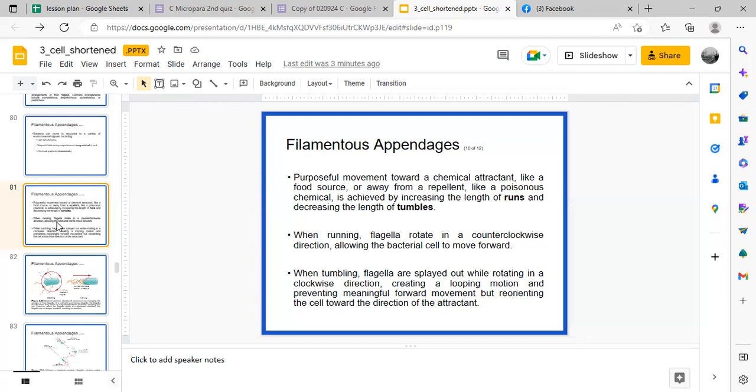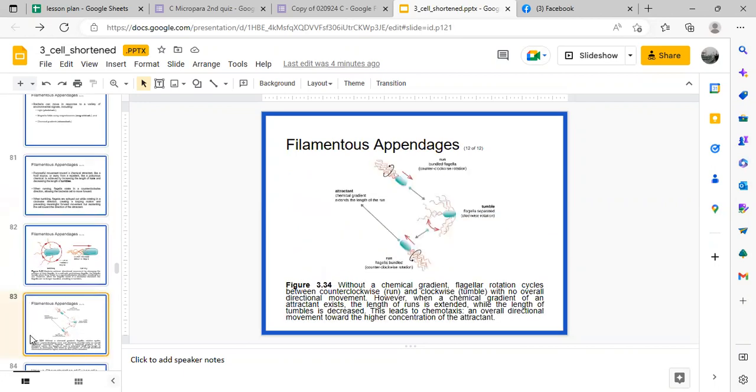So pag nagtatumble, so yung tumbling, kumakalat yung mga flagella niya. So it will be rotating in a clockwise direction. So may looping motion, iikot yung body niya. So it prevents meaningful forward movement at nag-re-reorient yung cell towards the direction of the attractant kung ano niyan, needed yung chemical. Okay? So ito yung runs, ito yung tinatawag na runs, no?